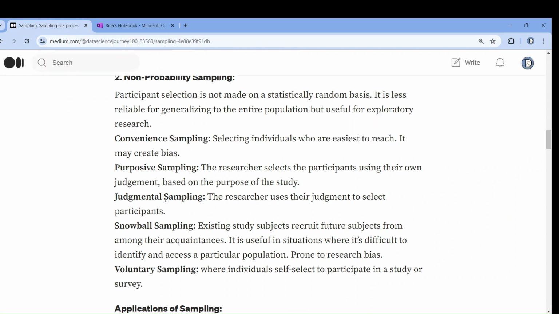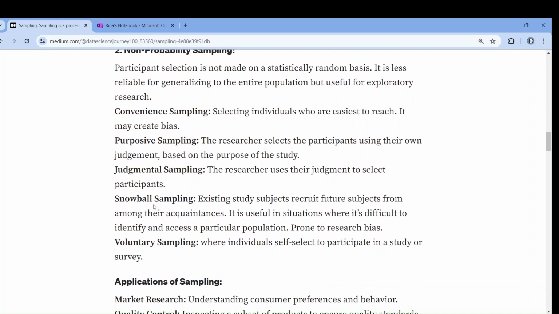Next, purposive sampling and judgmental sampling. In both cases, the researcher uses their own judgment. But purposive sampling is mainly focused on the purpose. Based on that purpose, they select participants. But judgmental sampling mainly relies on the researcher's subjective judgment. So based on their judgment, they select participants. Purposive sampling is focused on the purpose of the study. Judgmental sampling is focused on the researcher's judgment.